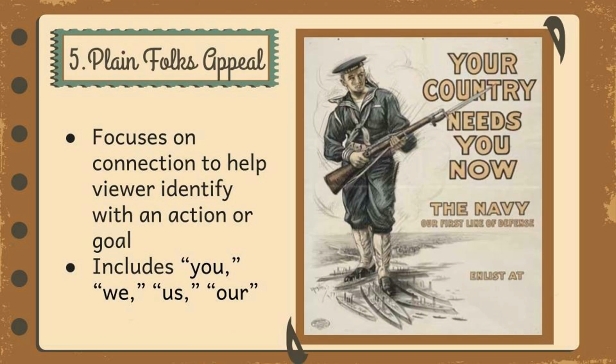Our fifth technique is the plain folks appeal, which uses you, we, us, our to connect the viewer to the group. By using these pronouns, it's trying to help you identify with what needs to be done, and it's kind of giving you an implied thing. For example, let's take a look at this poster.